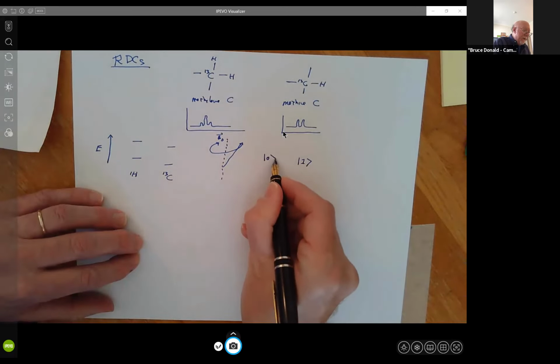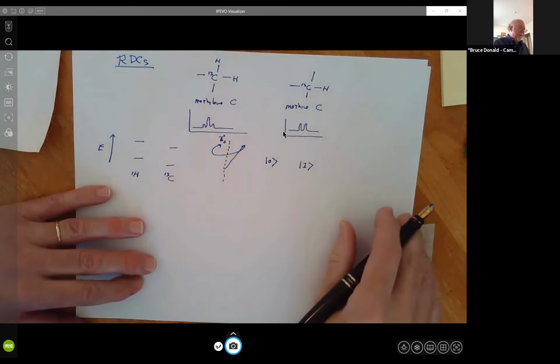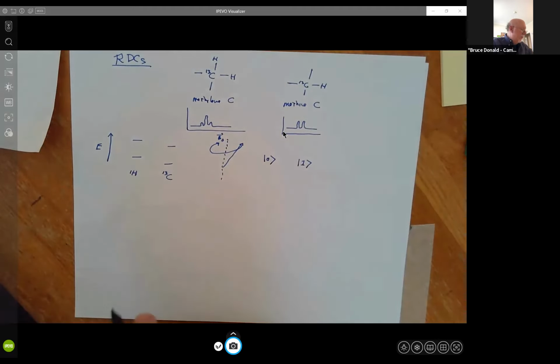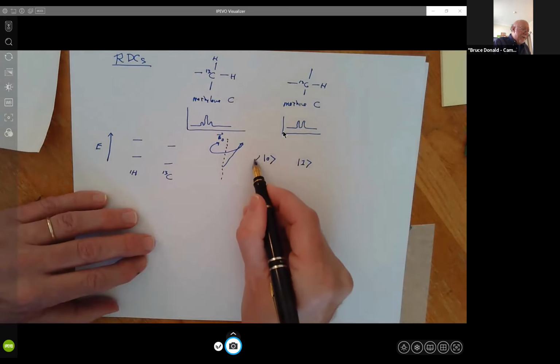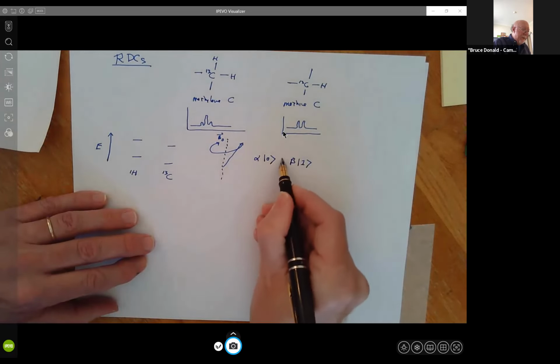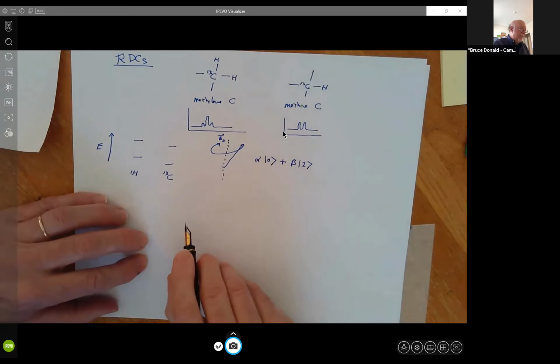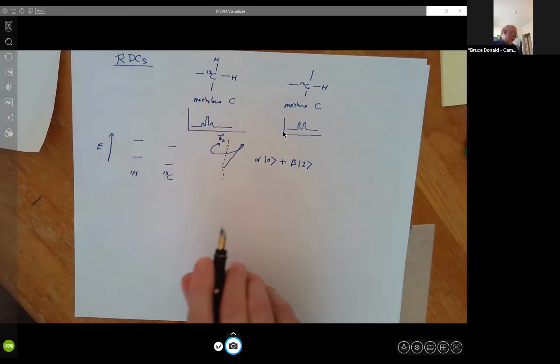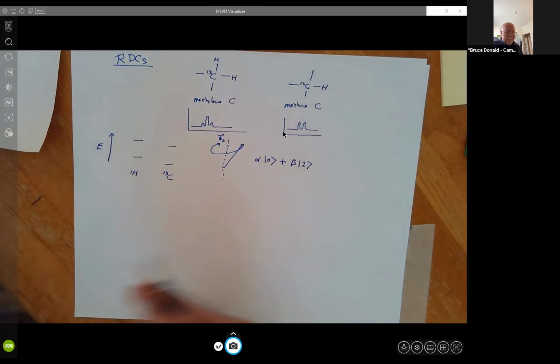I'm simplifying here. The actual state is a superposition of these 2 things. So we have 2 coefficients here, alpha and beta, which are actually complex numbers, and they're represented by essentially the wave function. So this is a very complicated object, but its basis, the things that make it up, are these up and down spins.